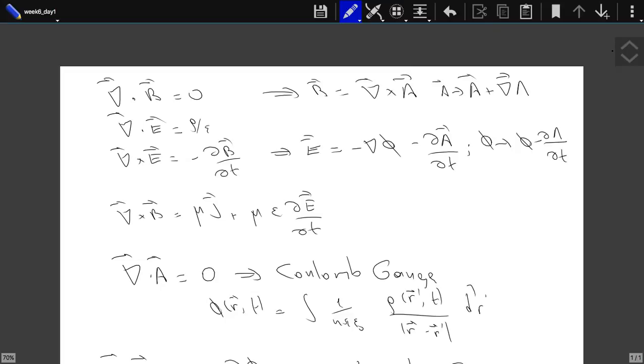The choice is we are choosing to describe the electric and magnetic fields in terms of the scalar and vector potentials, so that two of these equations are automatically satisfied. That is where we are making a choice. There is no unique choice of phi and A. There are infinitely many phi and A that correspond to the same E and B fields.